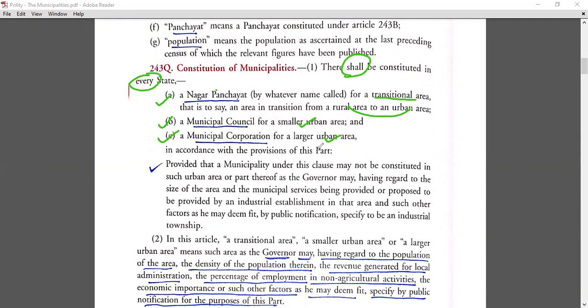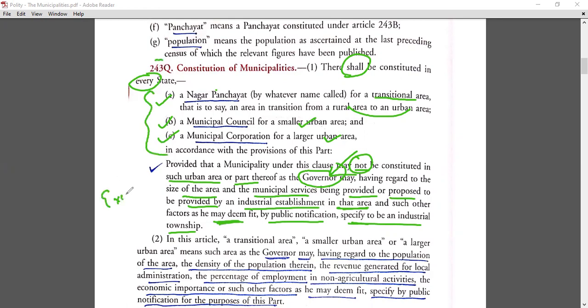Okay, in accordance with the provisions of this part, provided that a municipality under this clause may not be constituted in such urban area or part thereof as the Governor may by public notification specify to be an industrial township. So the clause says that the Governor, if he wants, can specify it to be an industrial township with regard to the size of the area and the municipal services being provided or proposed to be provided by an industrial establishment in that area and such other factors as he deems fit. So the municipality may not be constituted. It depends on the Governor. Fine. So from this part, this is an exception. That is the industrial township.